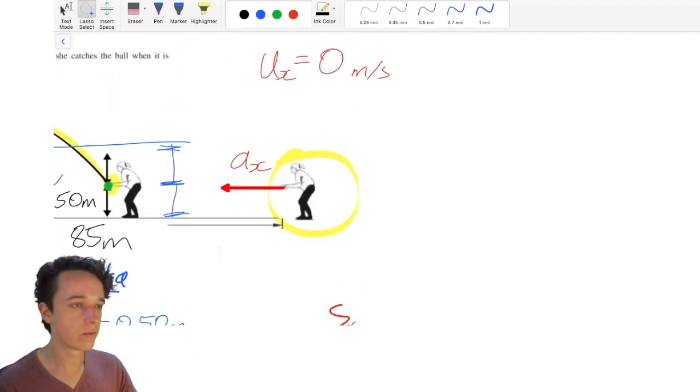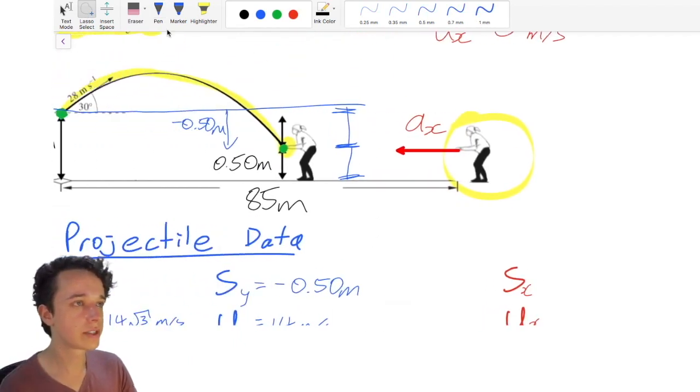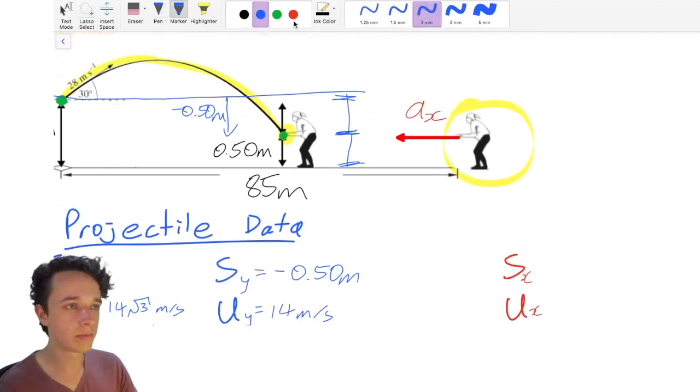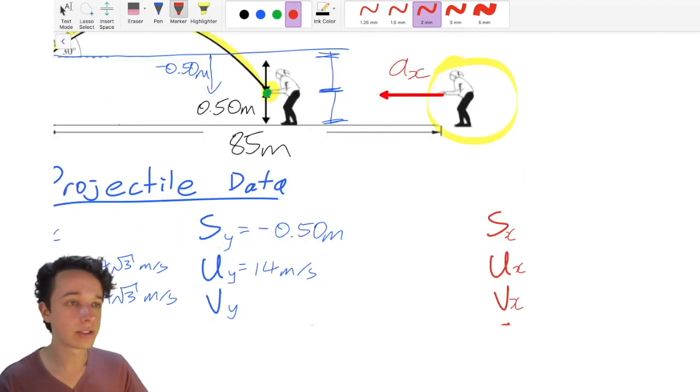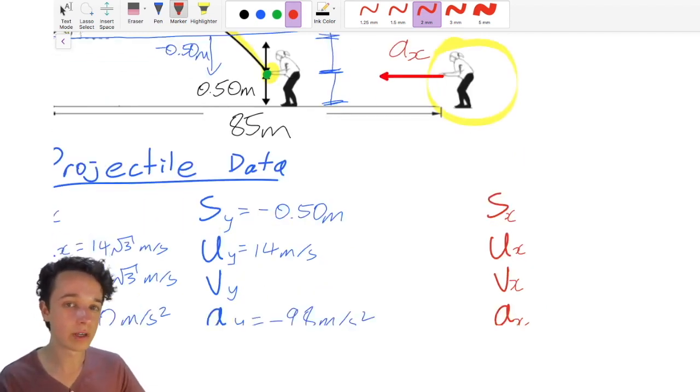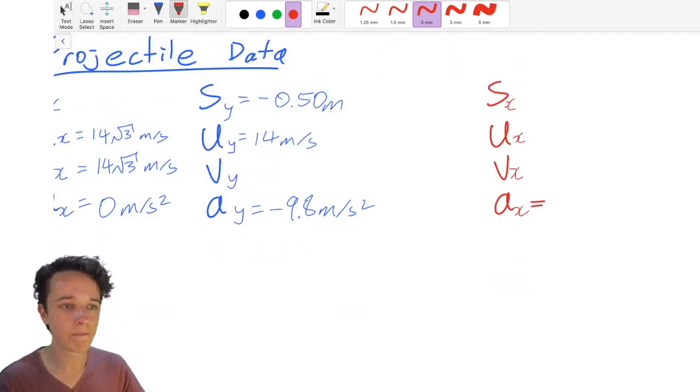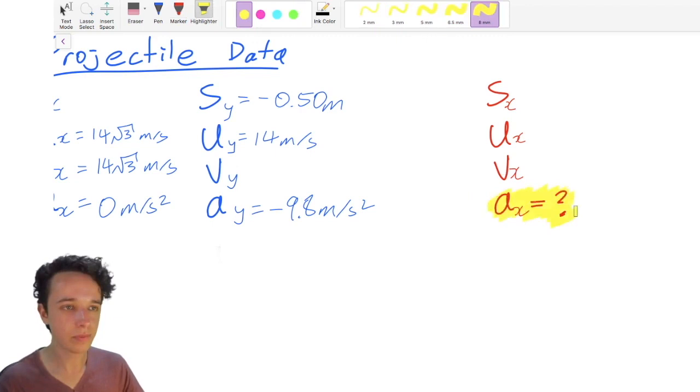All right, so do we know the X displacement of the outfielder? Meaning, do we know the distance from the final position to the initial position? Do we know this distance here? No, we don't. That's definitely something that we need to find out if we want to find the acceleration though. And I should probably say that the acceleration here, this value here, that's what we're trying to find. That's the entire point of the question.